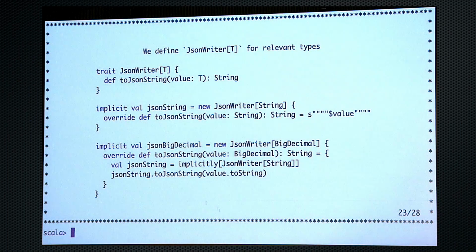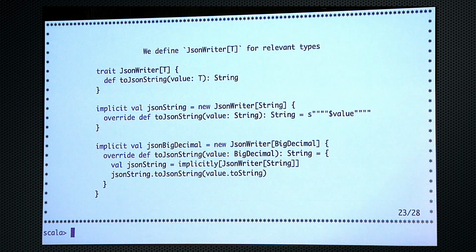So let's walk through this slide. We have a JSONWriter here for type T, and if we have a JSONWriter, we can actually serialize a value of type T here to a string if we implement this method. So what we can do is create a JSONWriter for strings, and then given an input string, it can actually convert it to the JSON type we defined. Same is for BigDecimal.